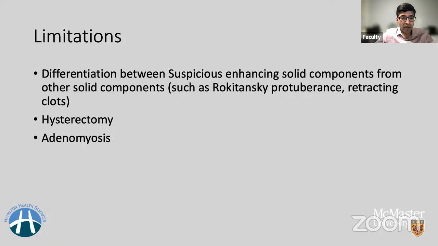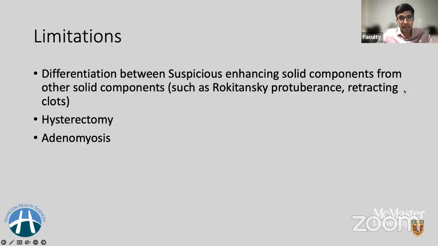So let's talk about some of the limitations. With all the good things, there's always a little bit of a star there, right? Like read your instructions carefully kind of a thing. So the limitation with O-RADS MRI is the differentiation of suspicious enhancing solid components from other solid components. This is where historically some of the papers have found that there's a lot of variation, because if you consider Rokitansky protuberance, you can call it O-RADS 2. But if you call it a suspicious finding because of its enhancement, it automatically bumps up to O-RADS MRI 4, which is kind of an inadvertent move, but that happens.